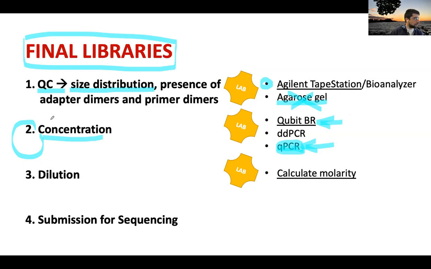Once we have both the concentration and the size distribution, we can dilute our library after calculating the molarity, which is a measure of concentration. And then we are ready to submit our samples for sequencing, okay? So let's basically tackle one point at a time.